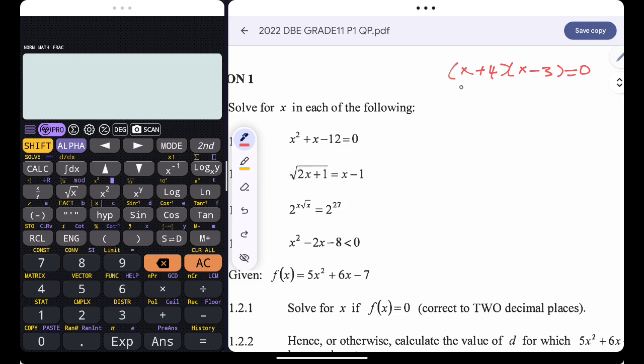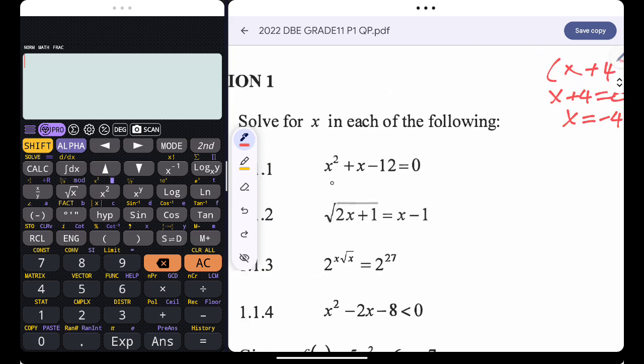So now I know that I have two things multiplied and the answer is 0. It simply means that x plus 4 is 0 or x minus 3 is 0. So that means x is equal to negative 4 or x is equal to 3.